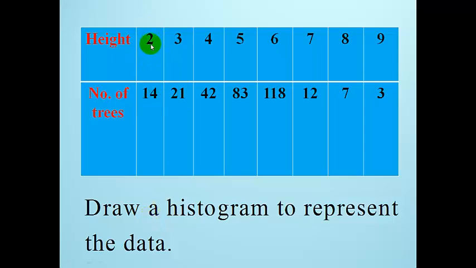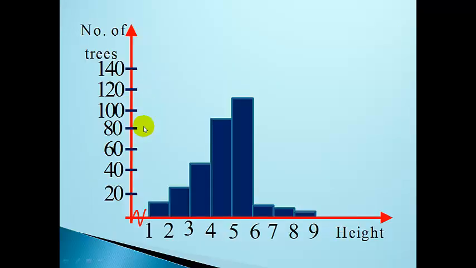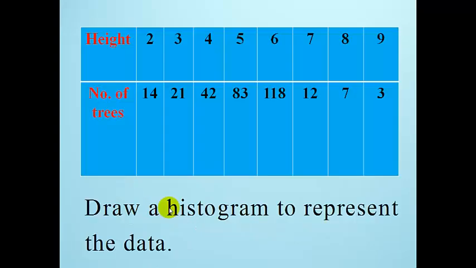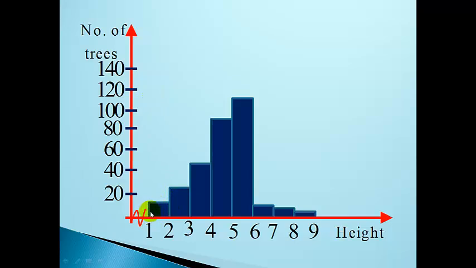The height starts from 2, and the number of trees, that's the frequency, is 14. So when the height is 2, the frequency is 14. And so we start from 1, we end at 2, and this region represents 2. When the height is 2, from the table, the number of trees that has the height of 2 is 14. That means that 2 corresponds to 14. So this first region corresponds to 14 on the frequency axis.